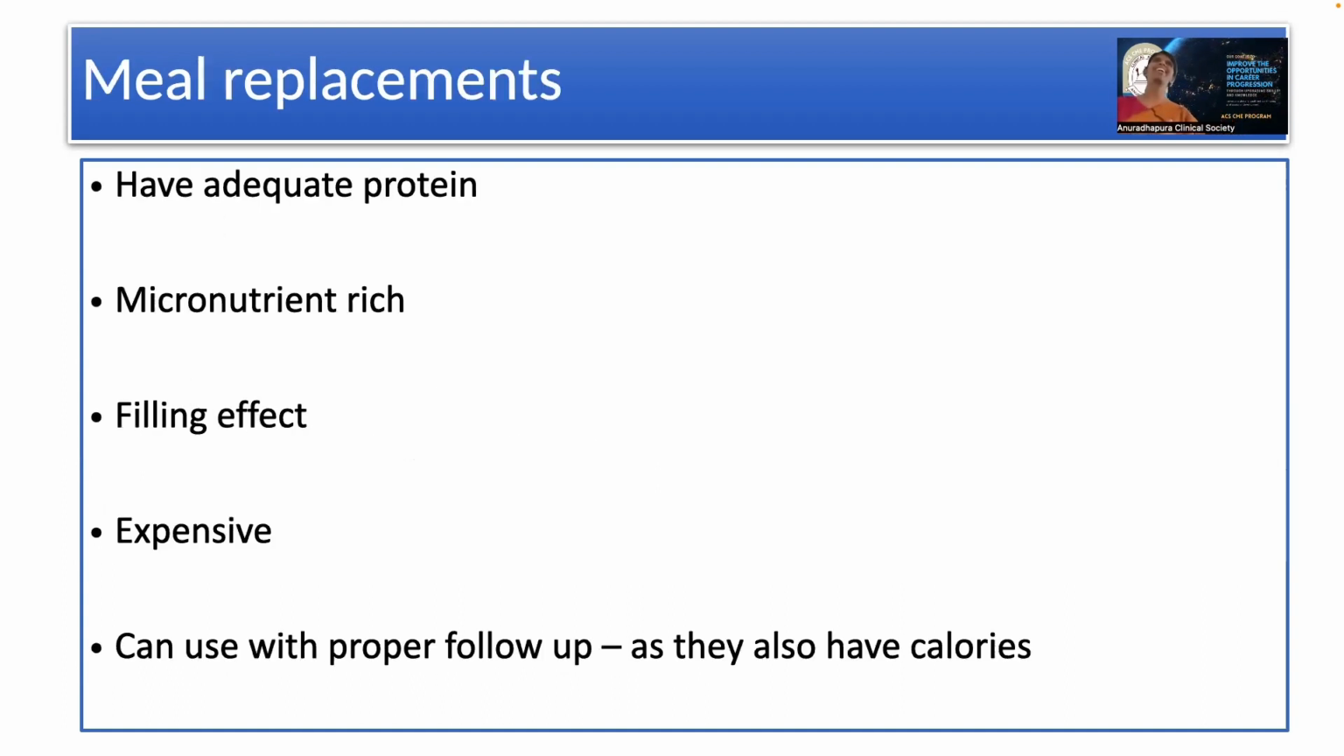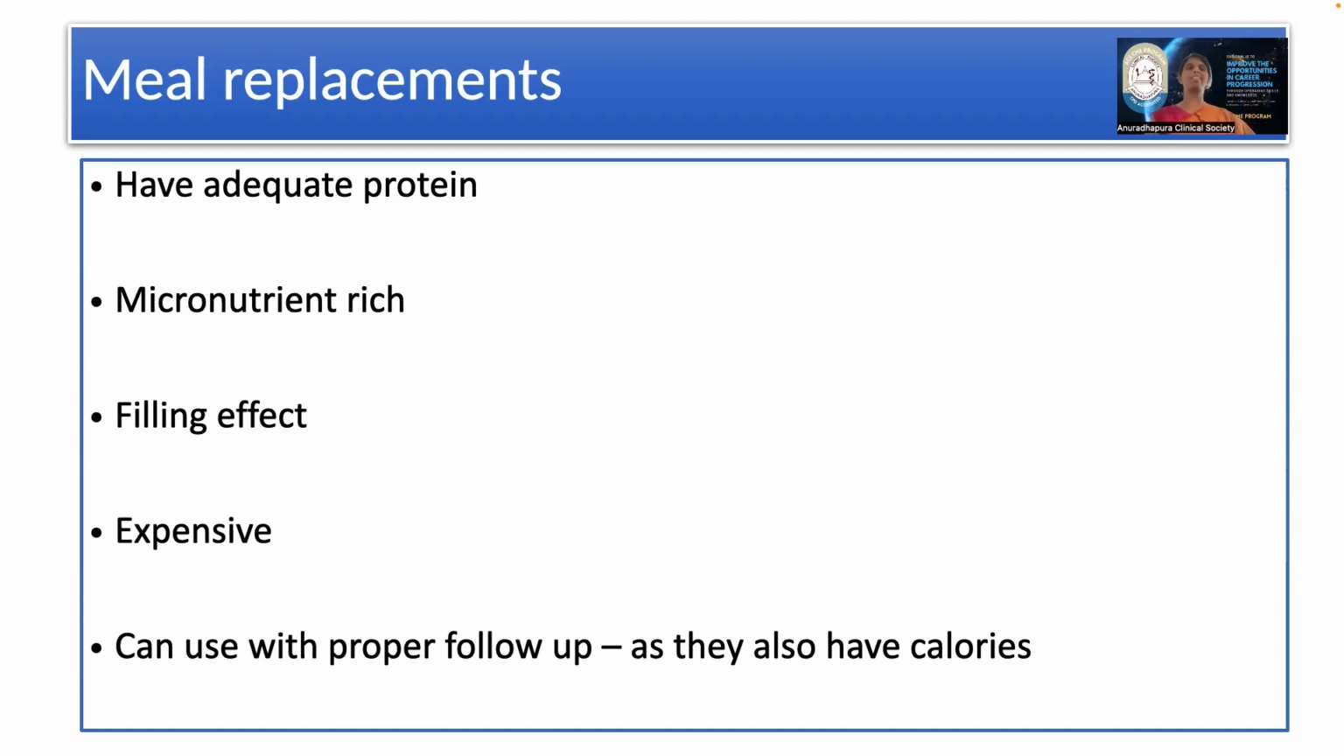And meal replacements. So what do you think about meal replacement? Yes, meal replacements are given for specific diet plans. Basically, most of the time in very low calorie diet plans, we can give meal replacement. When we do diets, we give a priority for protein intake. So we have to give adequate protein to maintain muscles while losing fat. So these meal replacements have adequate protein, and they have adequate micronutrients. That means vitamins and minerals. And filling effect is there, but the main concern is they are very expensive.